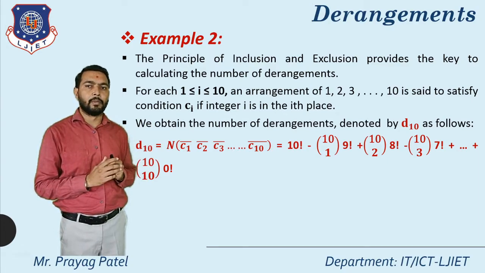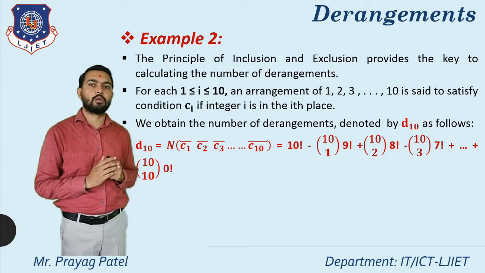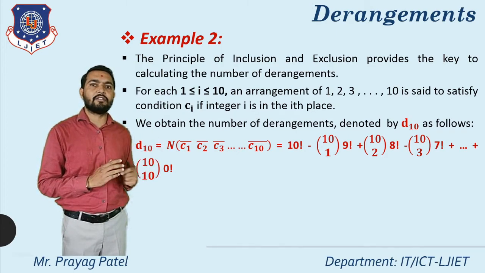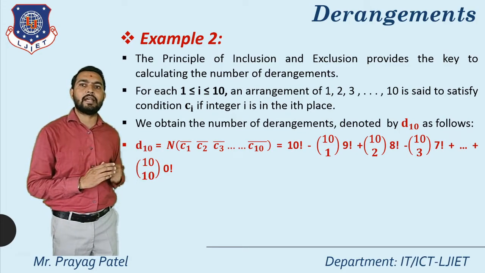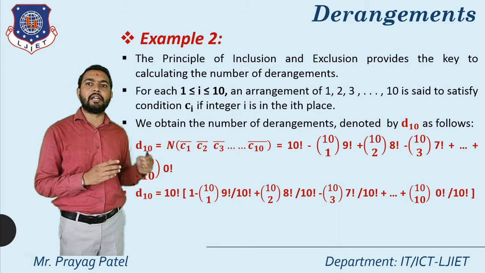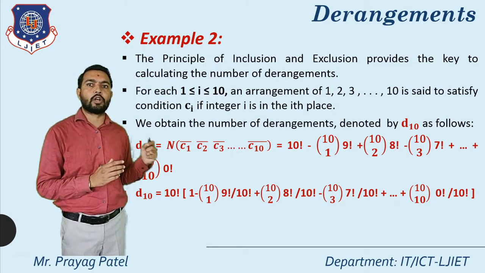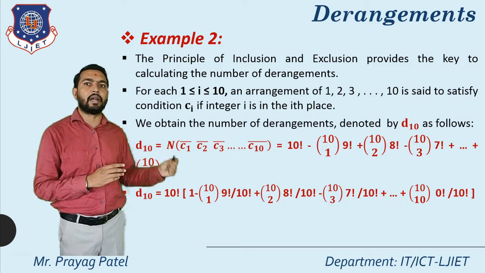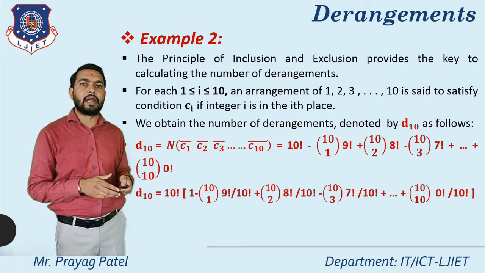C10 dash, because no other condition applies, which is equal to 10 factorial minus 10C1 times 9 factorial plus 10C2 times 8 factorial minus 10C3 times 7 factorial, up to 10C10 times 0 factorial. Now if we simplify this equation, we get 10 factorial into 1 minus 10C1 times 9 factorial divided by 10 factorial. Here we divide the value by 10 factorial.